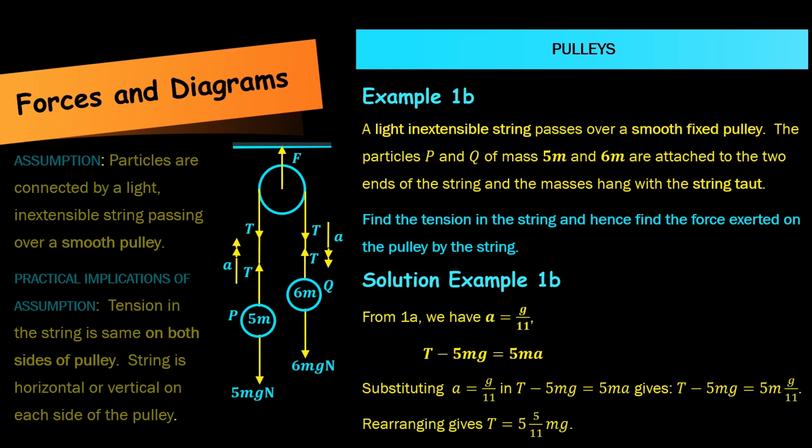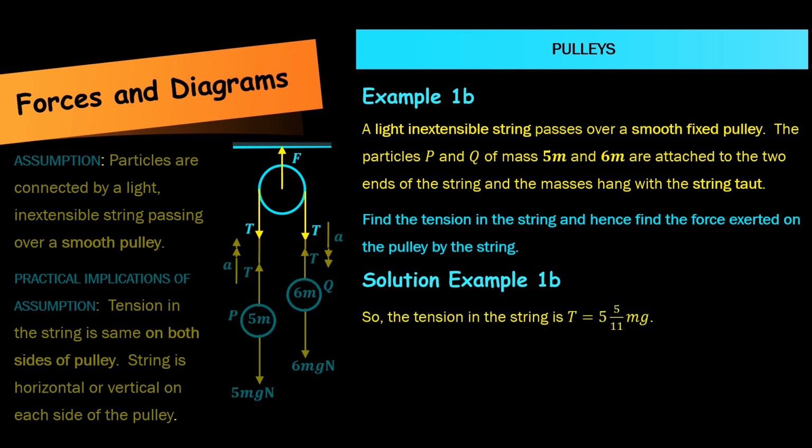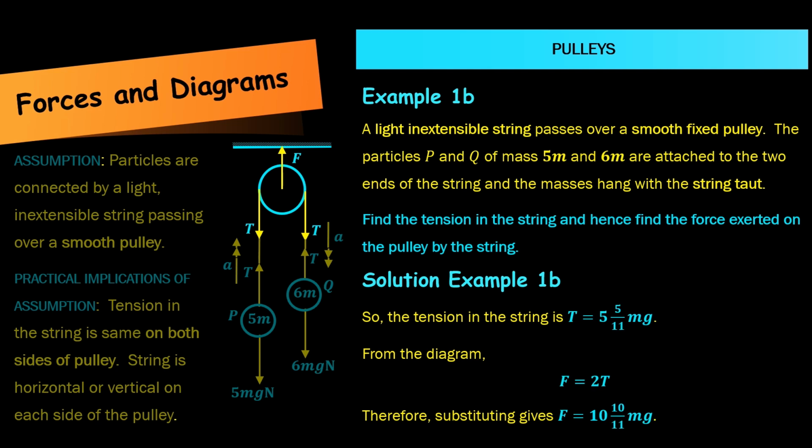And rearranging gives us T equals 5 and 5/11 mg. So the tension in the string is T equals 5 and 5/11 mg. From the diagram, F equals 2T, and therefore substituting T into this equation gives us that F equals 10 and 10/11 mg.